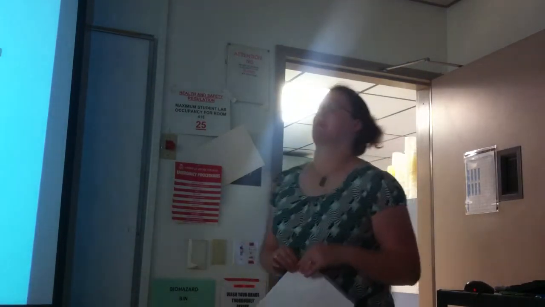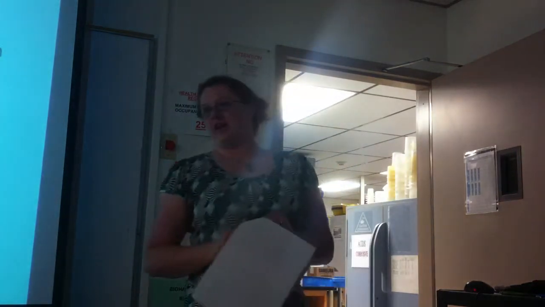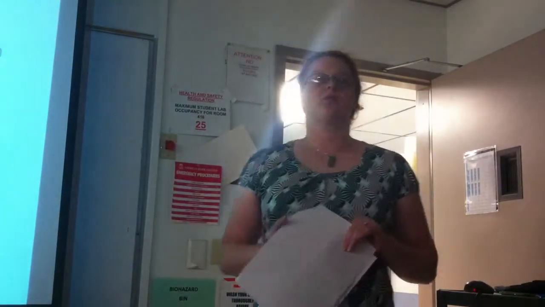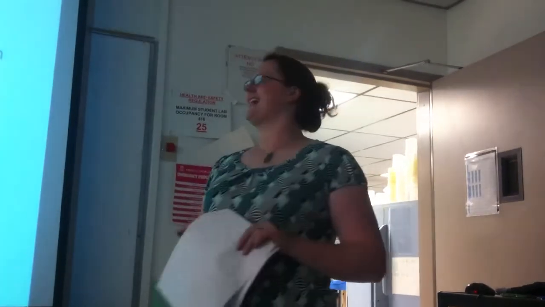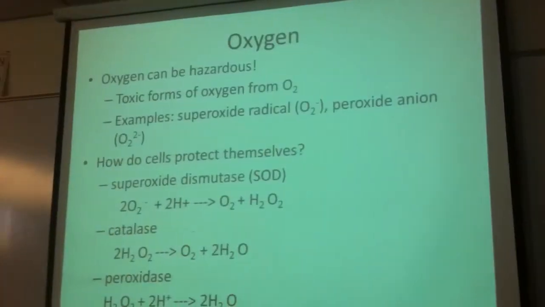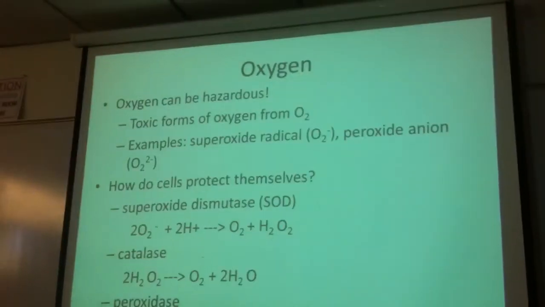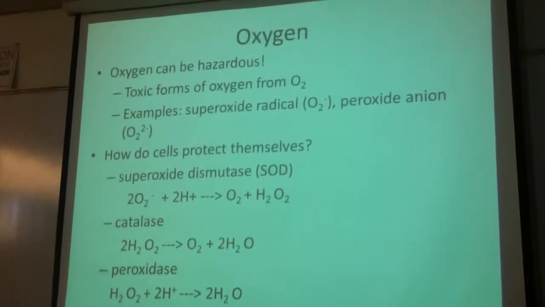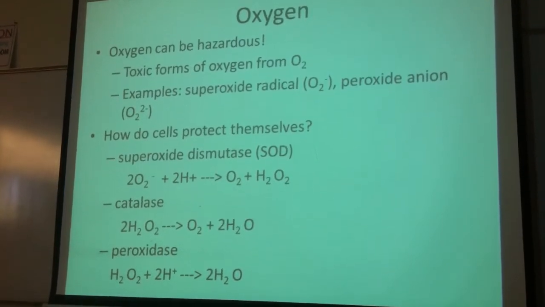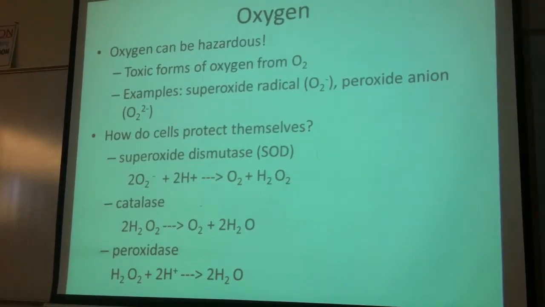Oxygen. We all know and love oxygen. It's required for us, but oxygen can be incredibly hazardous. I mean, we've all heard of the free radicals and all the latest health craze: get rid of all those free radicals. But there are toxic forms of oxygen, and one of the things is oxygen is highly reactive. It wants to react. And so that means you can get the superoxide radicals.